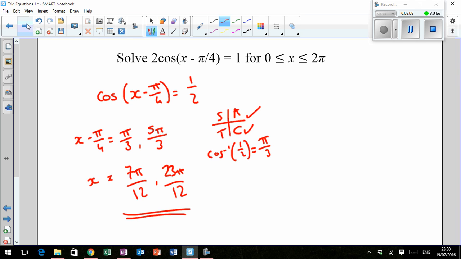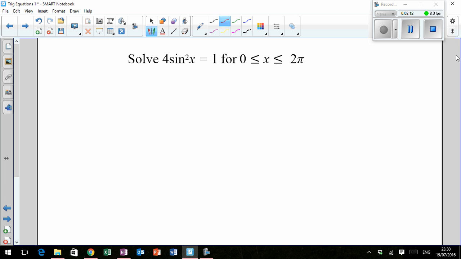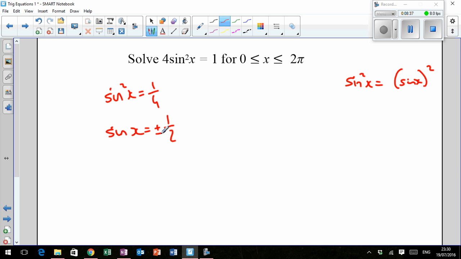Okay, and last one here. We've got a simple quadratic, and you'll look at more complicated ones after this, but single trig function. Remember sine squared x, like this, really means sine x whole squared. First thing we do is divide by 4, so sine squared x is equal to a quarter. If you then square root, that means sine x is going to be a half, but plus or minus a half. It could be either a half or it could be negative a half as well. Okay, and then you're just dealing with sine x equals plus or minus a half.